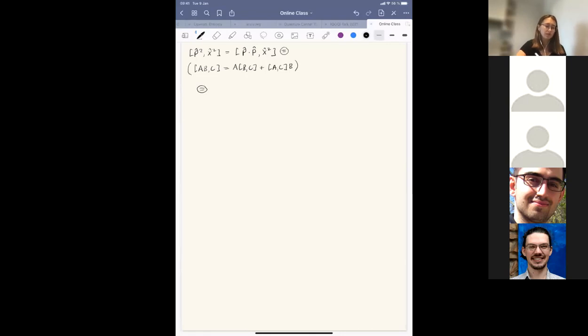So applying this and taking A equal to p, B equal to p, and C equal to x squared, we'll obtain the following. It's going to be p [p, x squared] plus [p, x squared] p. Okay, so here I just apply the formula. Now what we have to do is to apply the formula again, to calculate the commutator of p and x squared. This is minus the commutator of x squared and p, because if we take the commutator of AB, it's always minus the commutator of BA, just per definition.